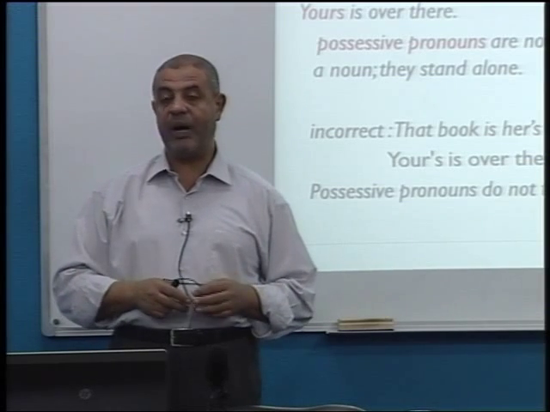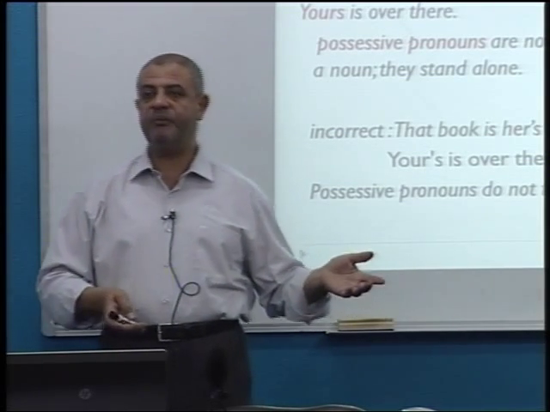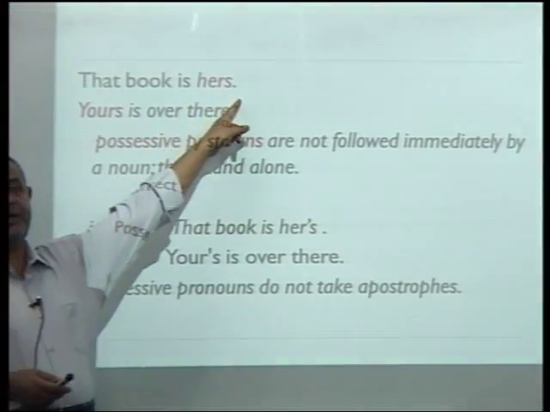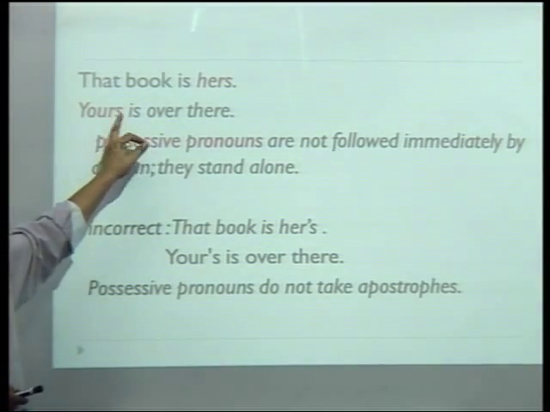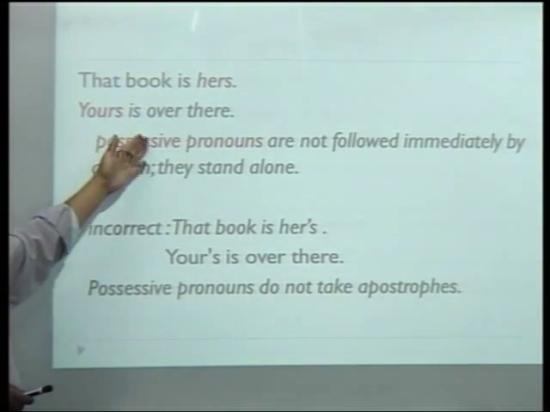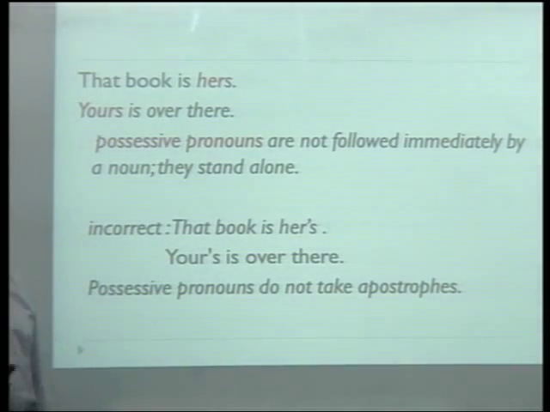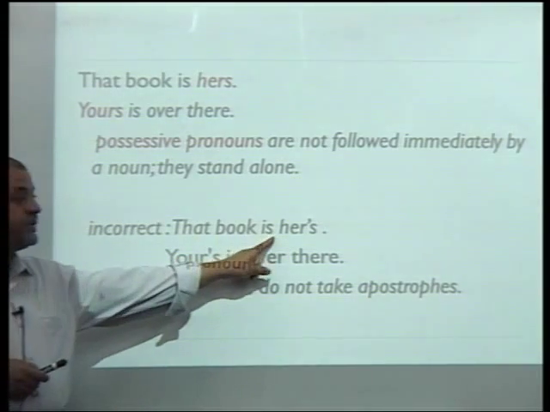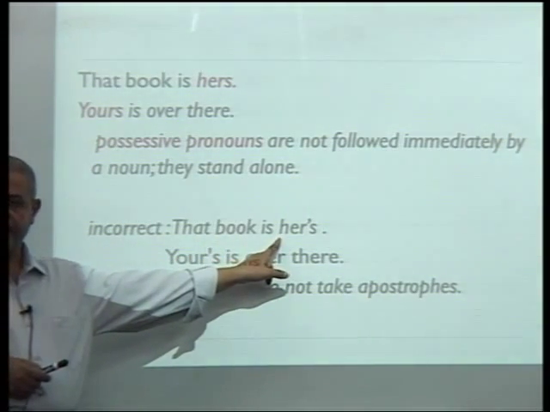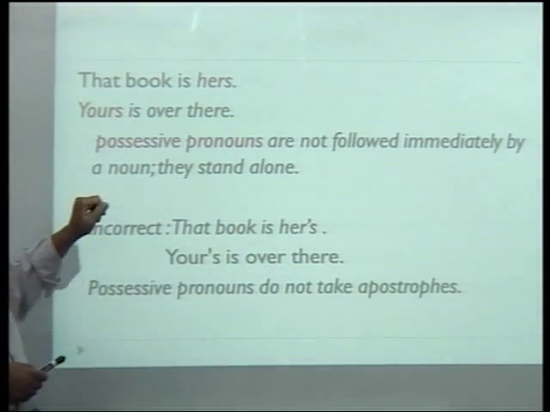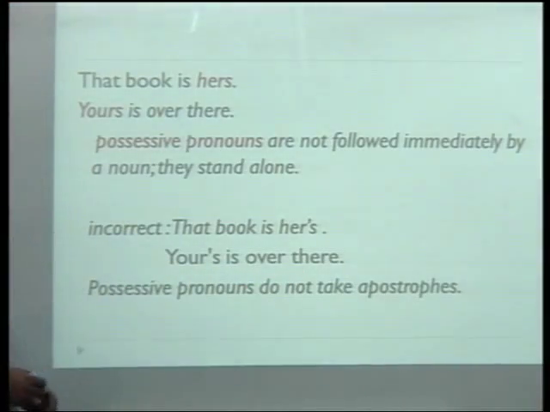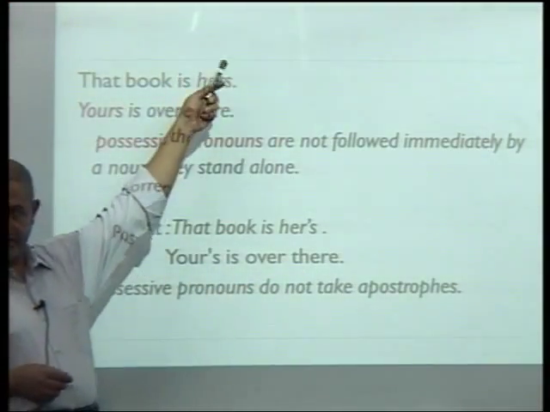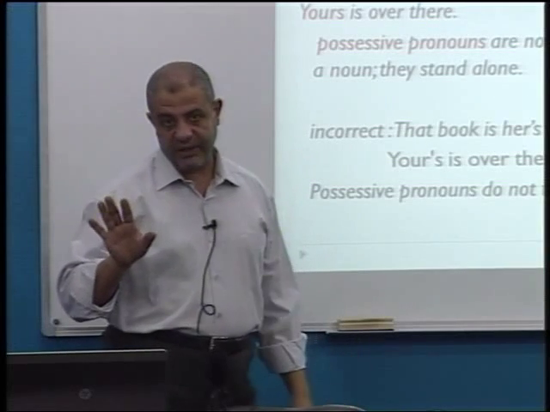They are not followed by what? A noun. They should not be followed by a noun. If you look at this sentence, shall I use a noun after this one? No. Shall I use a noun here? No, it is not used. So again, these pronouns are not followed immediately by a noun. They stand alone. Don't say that book is hers. Don't say this is hers. Yours is over there. Hers should be written like that, without apostrophe. Very good.